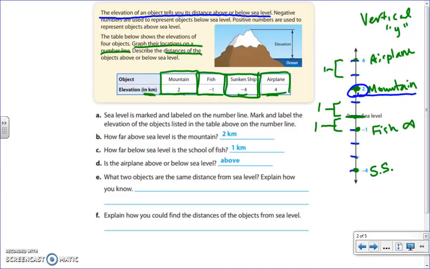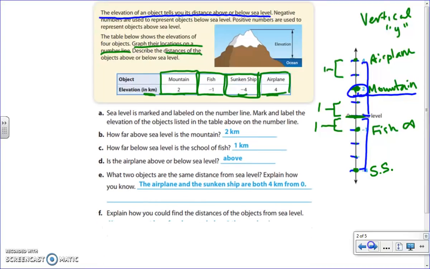What two objects are the same distance from sea level? Explain how you know. Well, of these four objects, there are two objects that have the same distance from zero. That would be the airplane, which is 4 away from zero, and the sunken ship, which is 4 away from zero. We call those numbers opposites, which is something that we've been talking about. Even though they're opposites, they're still the same distance away from sea level. They're just in different directions. So the airplane and the sunken ship are both 4 kilometers from zero, and that's all it says on there. It doesn't really explain, but they're opposites. Might be good to put that word in there.